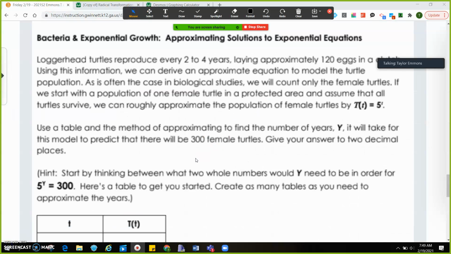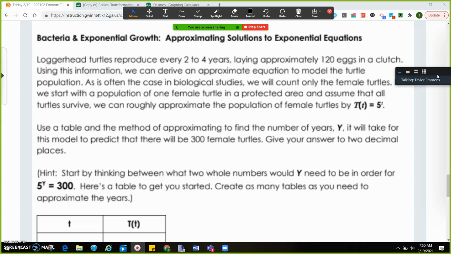Alright, so it says loggerhead turtles reproduce every 2 to 4 years, laying approximately 120 eggs in a clutch. Using this information, we can derive an approximate equation to model the turtle population. As it's often the case in biological studies, we will count only the female turtles. We will start with a population of 1 female turtle in a protected area and assume that all turtles survive. We can roughly approximate the population of female turtles by that function.